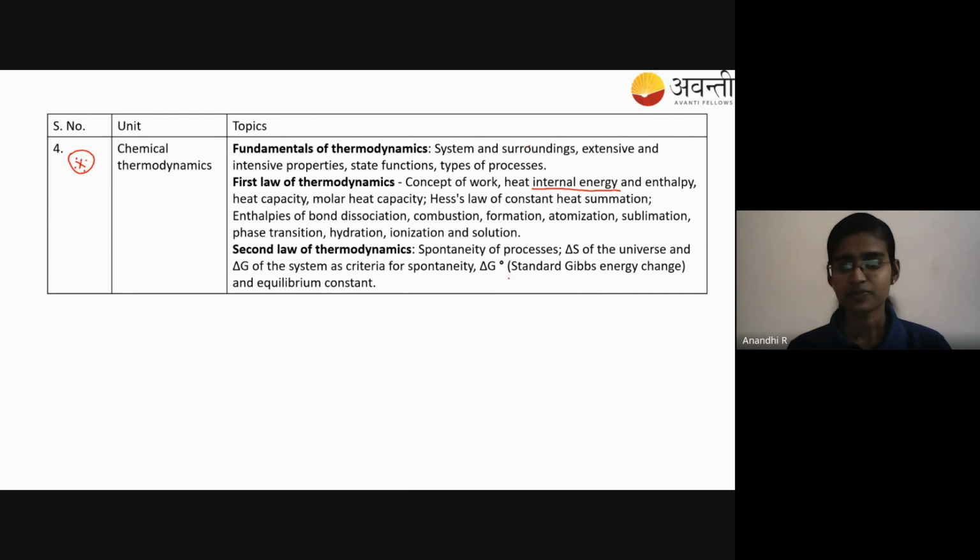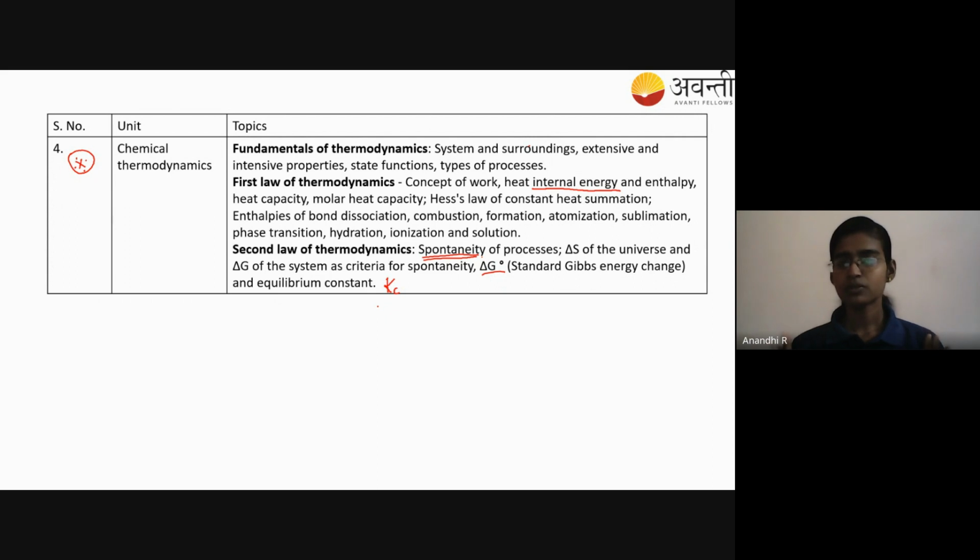Okay. So coming to the second law, the spontaneity. We have to concentrate more on the spontaneity, so that I will teach you. Okay. And Gibbs free energy, which is delta G and delta G naught for the system, and the relationship between delta G naught and the equilibrium constant, which is called Kc. That is also a kind of relation only. From that also you will get numerical type of question only.